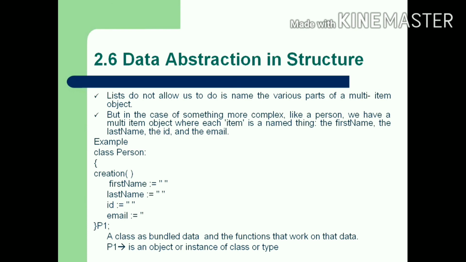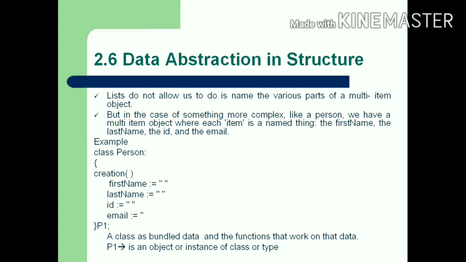But in the case of something more complex like a person, we have a multi-item object where each item is a named thing: the first name, the last name, the ID, the email. So in this place, we cannot use a list as a data abstraction. We can use a structure. Here in the example, you can see a class Person which consists of a creation. The creation consists of 4 variables: first name, last name, ID, email.